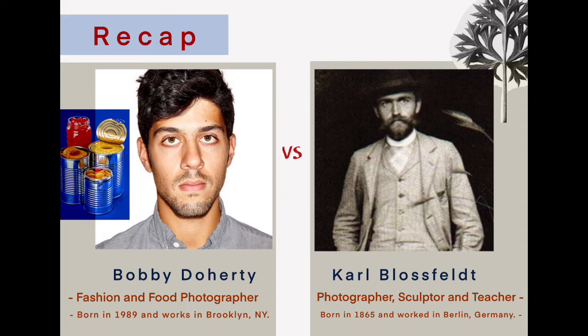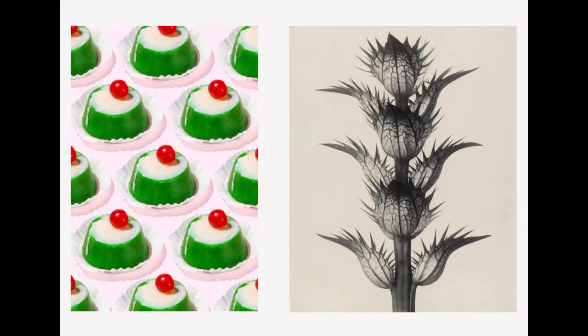The reason why we're looking at these two artists in particular is because they are related to your project of natural forms. And now I would like you to spend some time comparing these two photographs. We've got Doherty's on the left and Karl Blossfeldt's on the right. What are some of the main differences that you notice? I'd like you to pause the video now and have a think to yourself about what those differences are.